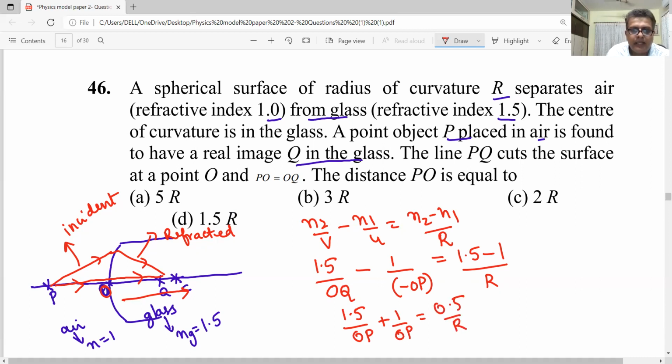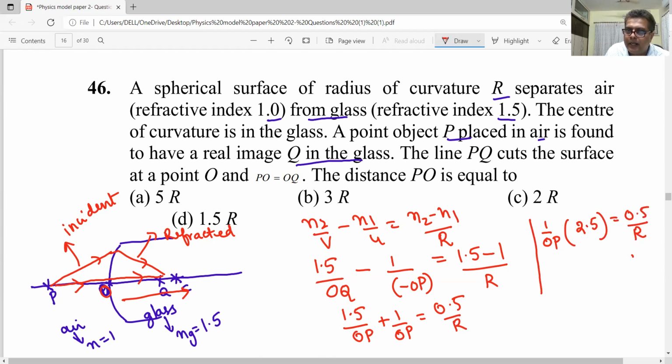After this, I want the answer: what is the value of OP? Okay, I hope you can do the calculation. 1.5 divided by OP plus 1 by OP is equal to 0.5 divided by R. Next step, let us do it here. 1 by OP is common. What is left out here is 1.5 plus 1, which is nothing but 2.5, is equal to 0.5 divided by R.